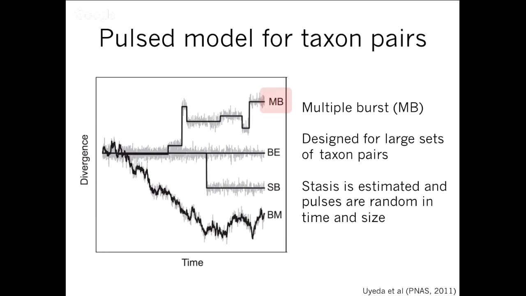If you compare different evolutionary models, the multi-burst model looks something like this, where you have, like I said, an optimum that remains relatively constant over time, and periodically the value of that optimum can shift. And when the optimum shifts, the population, which is in stasis around that optimum, tracks it very closely. This model was designed primarily for large data sets composed of taxon pairs ranging from field study data, fossil time series, and some phylogenetic evidence.